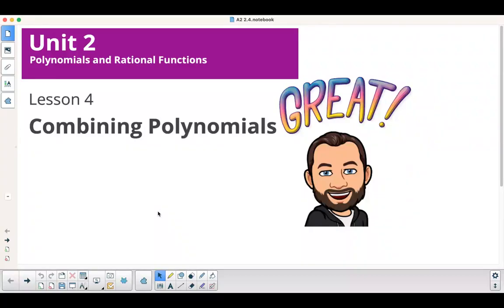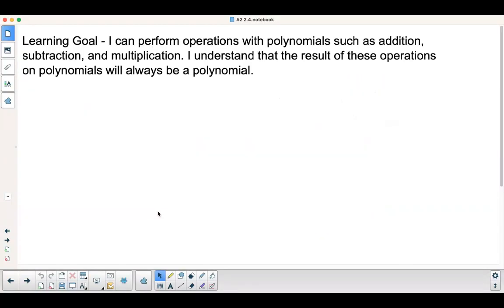Illustrative Math, Algebra 2, Unit 2, Lesson 4 is called Combining Polynomials. Our learning goal today is, I can perform operations with polynomials such as addition, subtraction, and multiplication. And then I also understand that the result of these operations on polynomials will always be a polynomial.